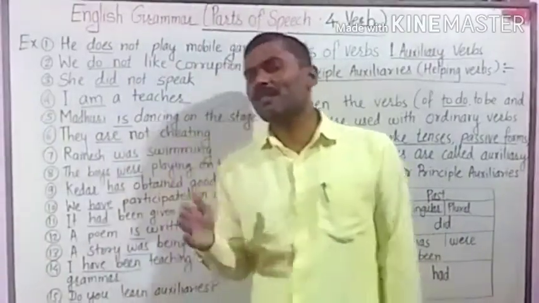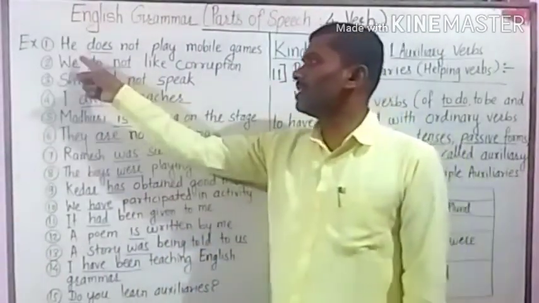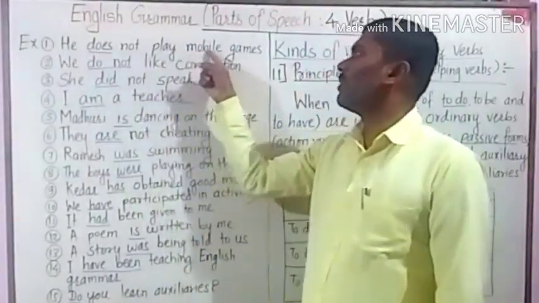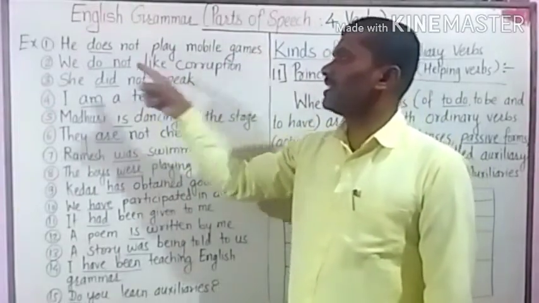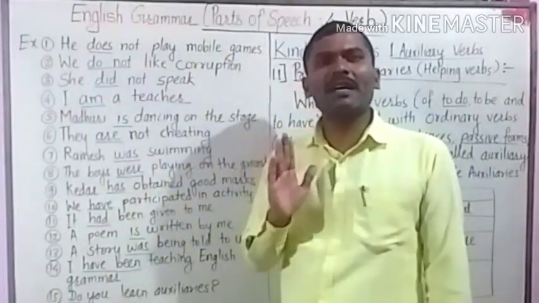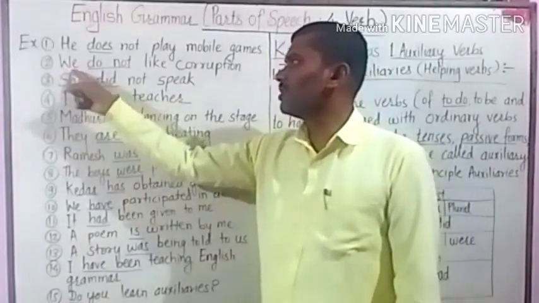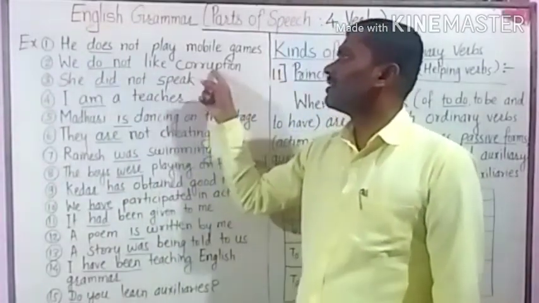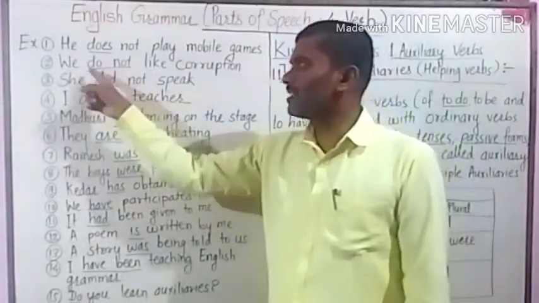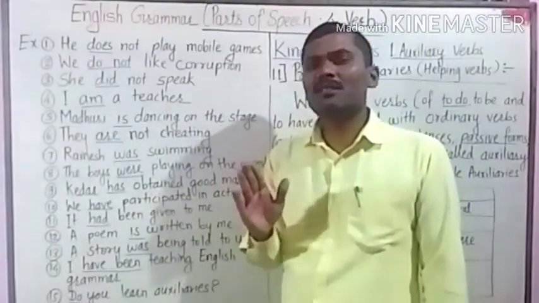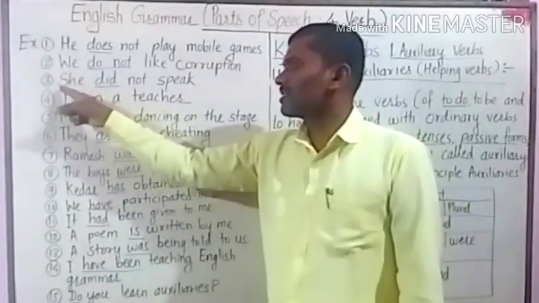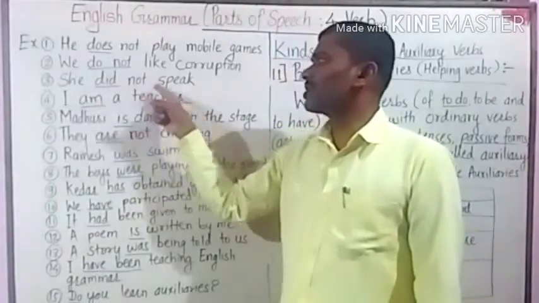Now let's see examples. Number 1, he does not play mobile games. In this sentence, does is an auxiliary. Number 2, he do not like corruption. In this sentence, do is an auxiliary. Third, she did not speak.